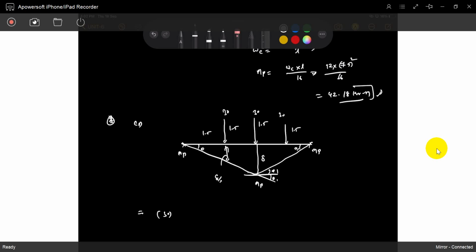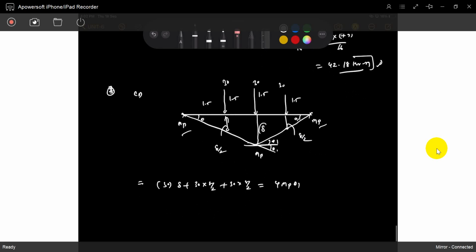What will happen? This is delta by 2. This is delta by 2. So 30 delta by 2, 30 delta by 2. That's external. So internal is 1, 2, 2, 4, 4 MP theta. So delta you can write as theta. So exactly 3 theta is delta. So that's it now, 3 theta, 3 theta, 3 theta. So what is that value? That value of MP is 45.